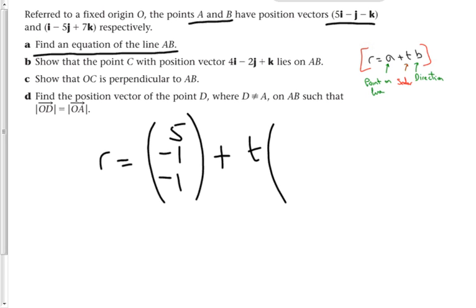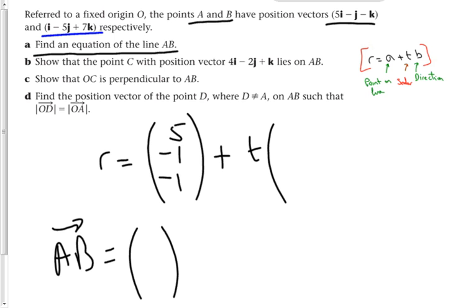Direction vector, well that is given by, well let us now look at the vector AB. What is the vector AB? That's B minus A. So the vector AB will be our direction vector. It'll be this vector minus this vector. So 1 minus 5 is -4. -5 minus -1 is -4 again. 7 minus -1 is 8.